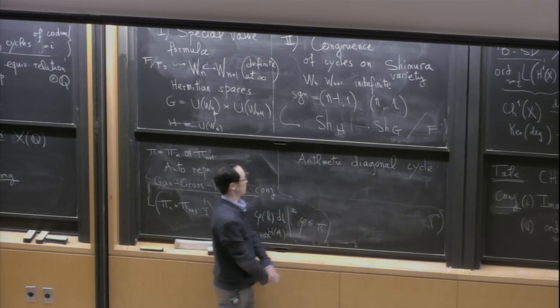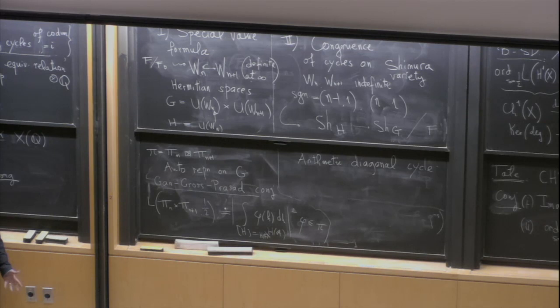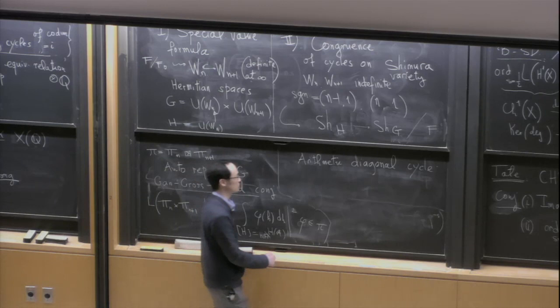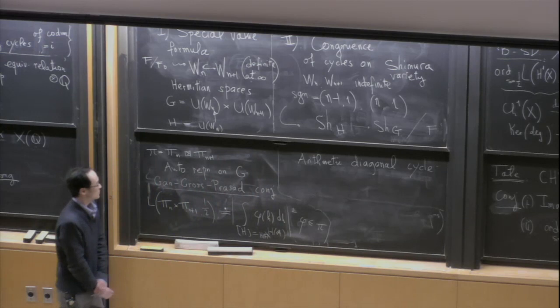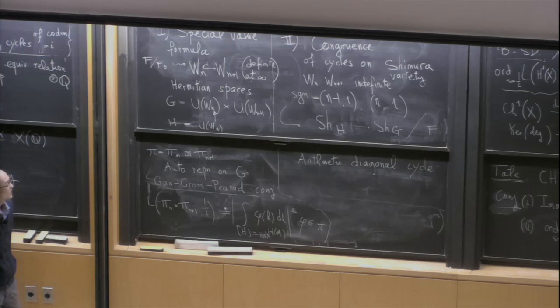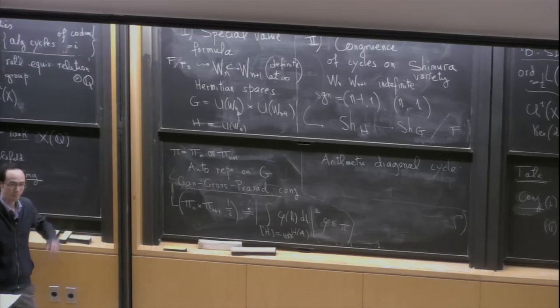It has half dimension if you give an integral model over the ring of integers of this number field. So in that sense, it behaves like some diagonal cycle, because they have half dimension. Now what happens is that if you impose a certain level structure for the Shimura varieties, so that they have bad reduction, actually.